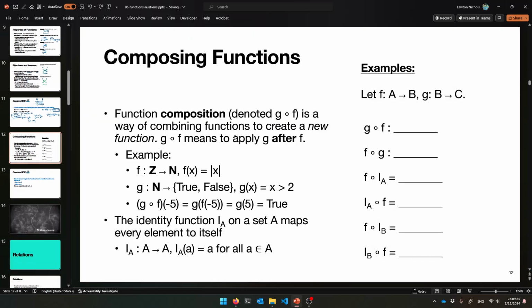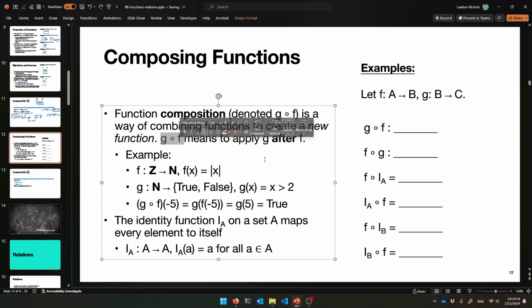So function composition, hopefully you've seen this before. It looks like this. It's a little circle, and you read it as g after f, or g composed with f, because you do f first still. You read it a little bit backwards, that's okay. It's a way of combining functions to make a new combined function. This g composed with f, or g after f, means to apply first f, then g. So g happens after f.